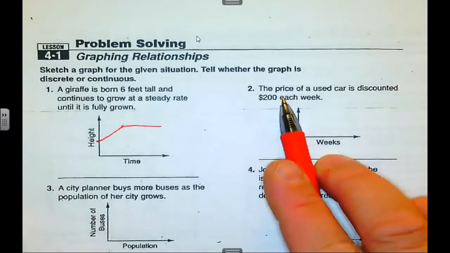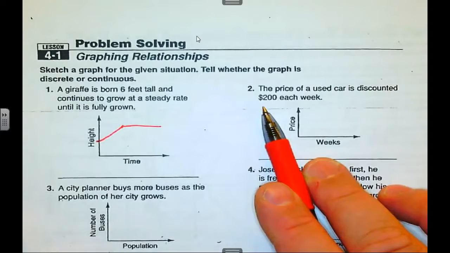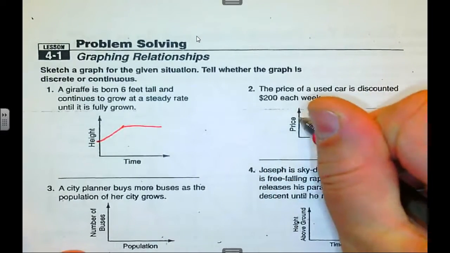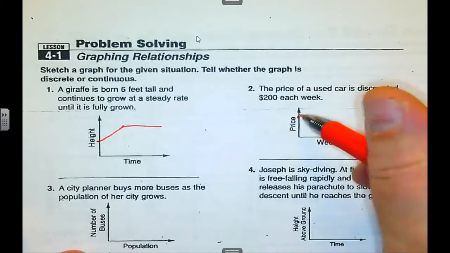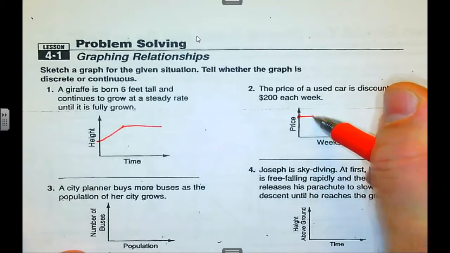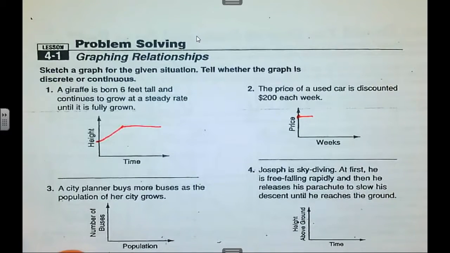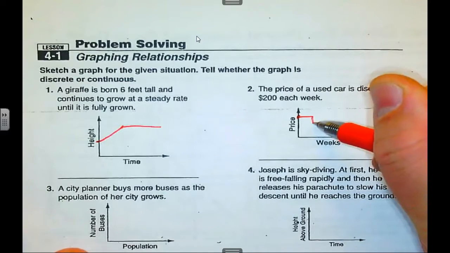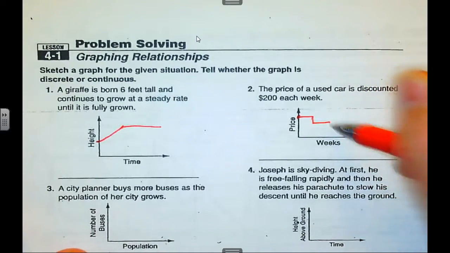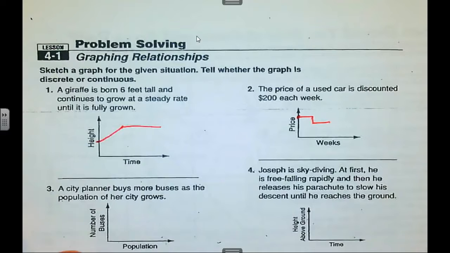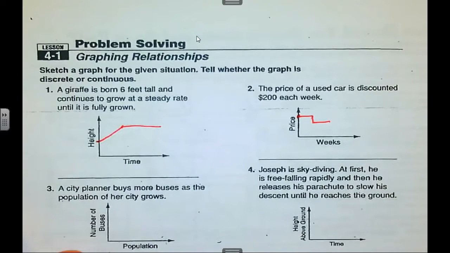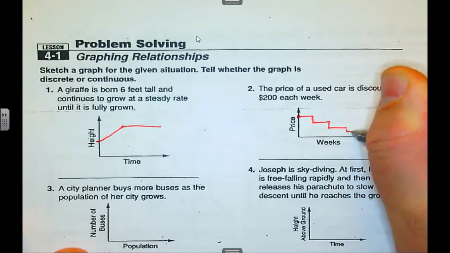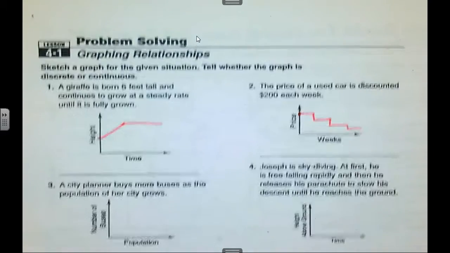Number two, the price of a used car is discounted $200 each week. So say I got a car price way up there, and for one week it's at a certain price. Then for the next week, I'm going to drop the price, and then for another week I'm going to drop the price another $200, and that goes on and on until the car sells or it's a freebie.